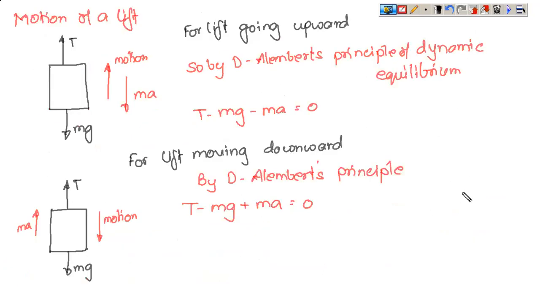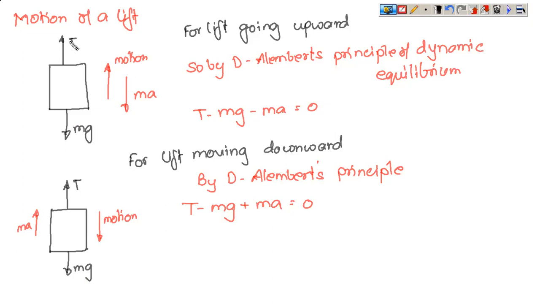Now, coming to some generalized cases of D'Alembert's principle. First is the motion of a lift. This is something very common. In the motion of a lift, a lift has only two possible motions: either it can go up or it can come down. Whether it is going up or down, there are two components which are always fixed. One is the tension in the wire, which is supporting the lift, denoted by T.